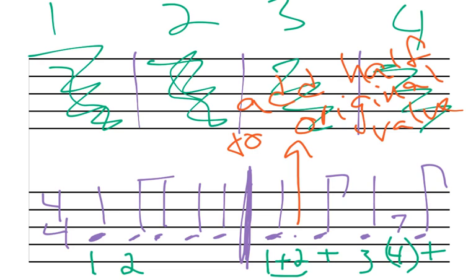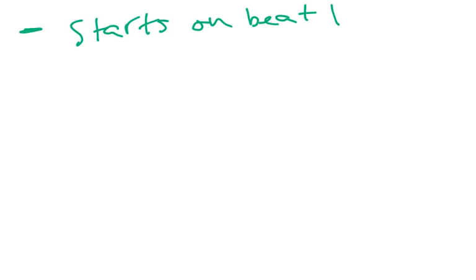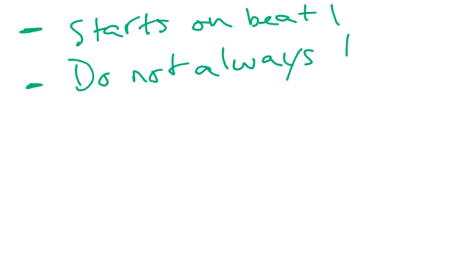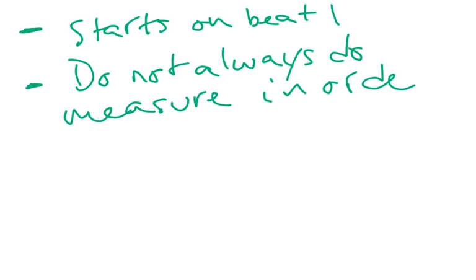And this must be the second half of the 4, which is "and." So the strategies, I'll lay them out for you. Strategy: it starts on beat 1, but do not always do the measure in order. That means do what you know first, right?